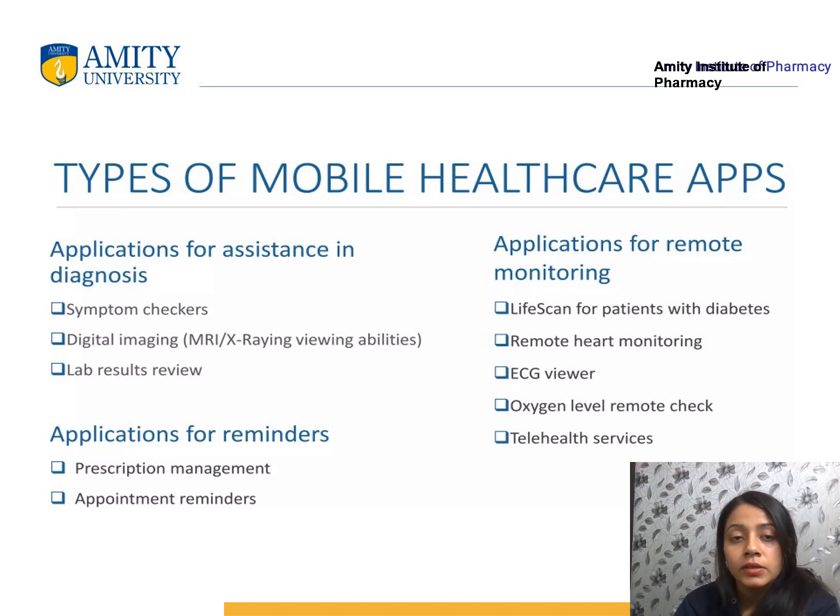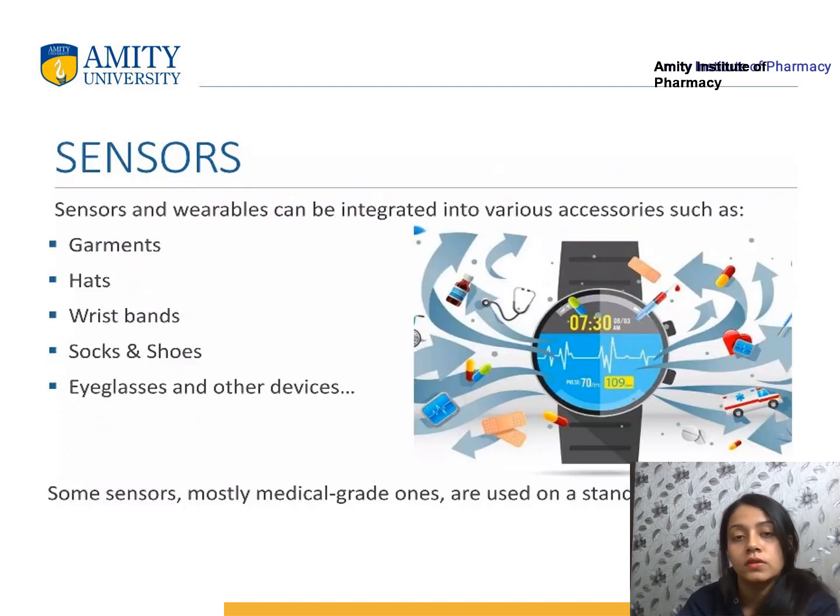So in this slide, I will be telling about the types of mobile healthcare apps. The first one is application of assistance in diagnosis, and these are symptom checkers, digital imaging, lab result review. The second one is application for reminders, prescription management, appointment reminders. The last one is application for remote monitoring. In this, the examples are live scan for patient with diabetes, remote heart monitoring, ECG viewer, oxygen level remote check, and telehealth service. So the most important thing which works in mHealth, these are the sensors.